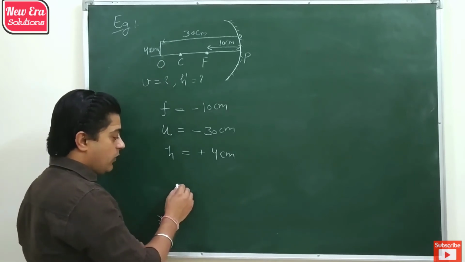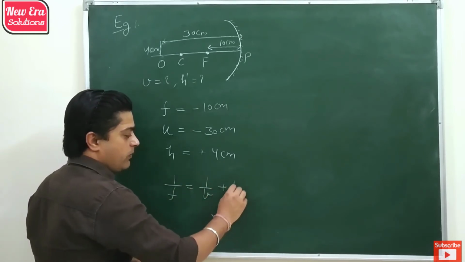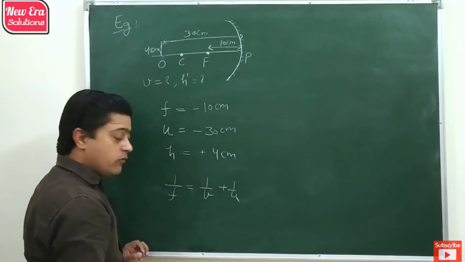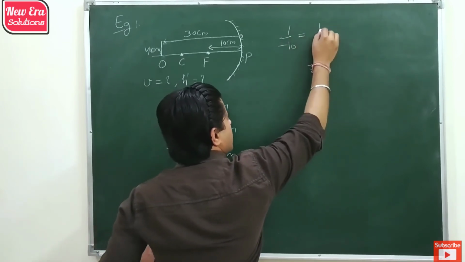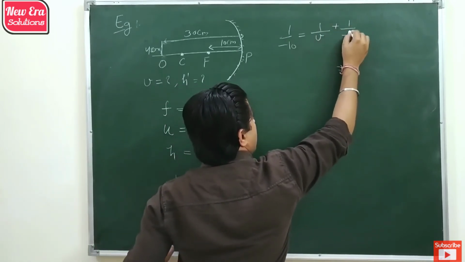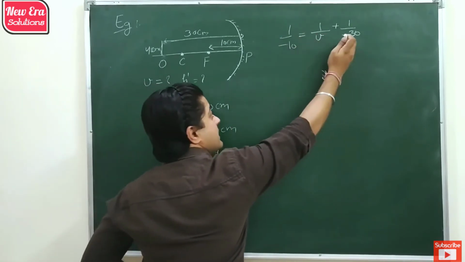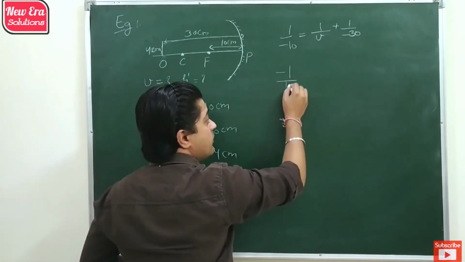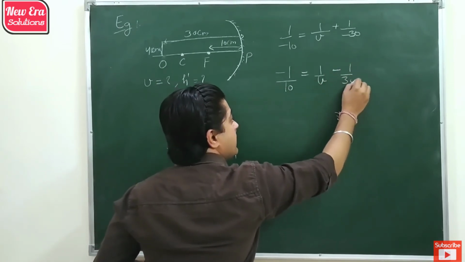Then by using mirror formula, we have 1 upon f is equal to 1 upon v plus 1 by u. So now we are putting the value in the given formula. So we get 1 by minus 10 is equal to 1 by v plus 1 by minus 30. In next step, move these negative sign above in their respective terms to avoid confusion. So we get minus 1 by 10 is equal to 1 by v minus 1 by 30.